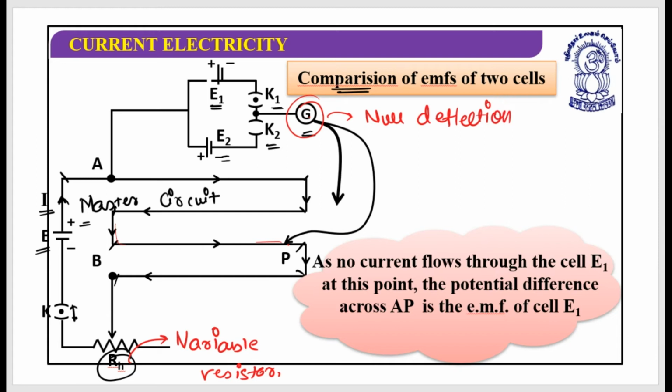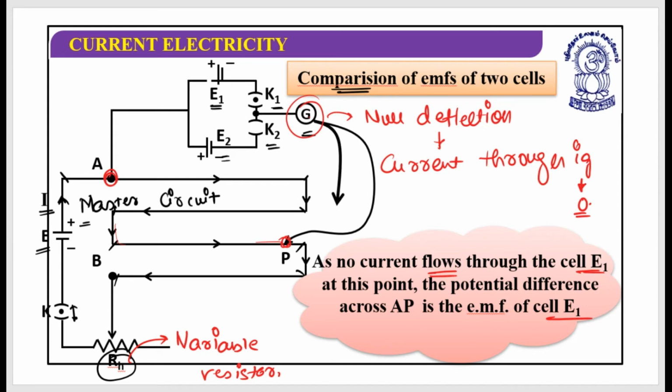That means the current through the galvanometer, I_G, should be 0. As no current flows through the cell even at this point, the potential difference across AP, from A to this location, is the EMF of the cell.